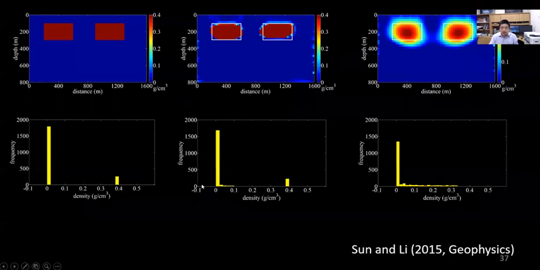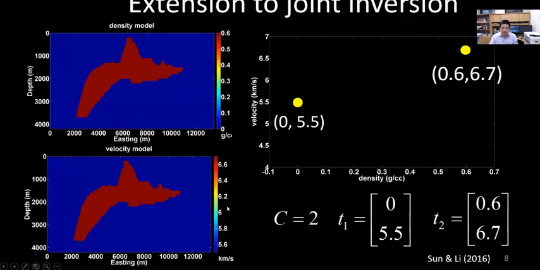The next step we took was to extend the clustering inversion to joint inversion, where we have multiple types of data. Again, this is the SEG salt model I showed you earlier. In this case, we have two clusters because you see two dots, one corresponding to sediments, the other corresponding to the salt body. Therefore, C equal to 2 means that we have two clusters or two geological units. Also, T_1, T_2 are the target average physical density and velocity values for each geological unit.